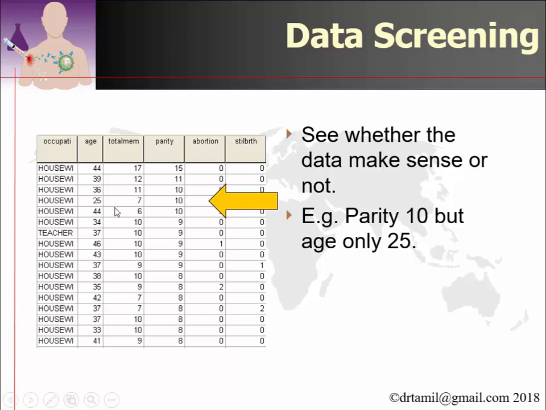You can see here, a housewife only 25 years old, already has 10 children, and yet there are only 7 staying with her at home. So for a data set like this, we have to check: are these 10 children all of them her own, or only maybe 5 her own children, and maybe the other 5 belong to another mother?